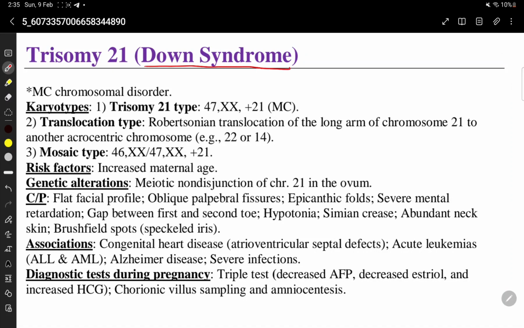Down syndrome or trisomy 21. It is the most common chromosomal disorder.